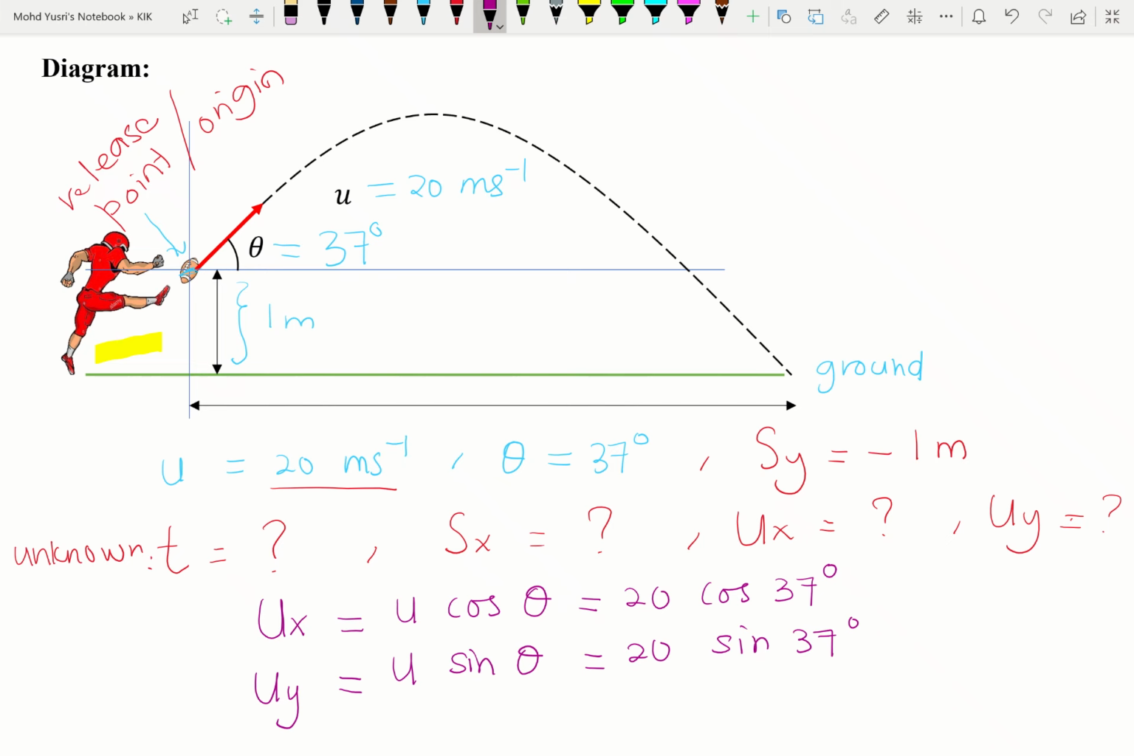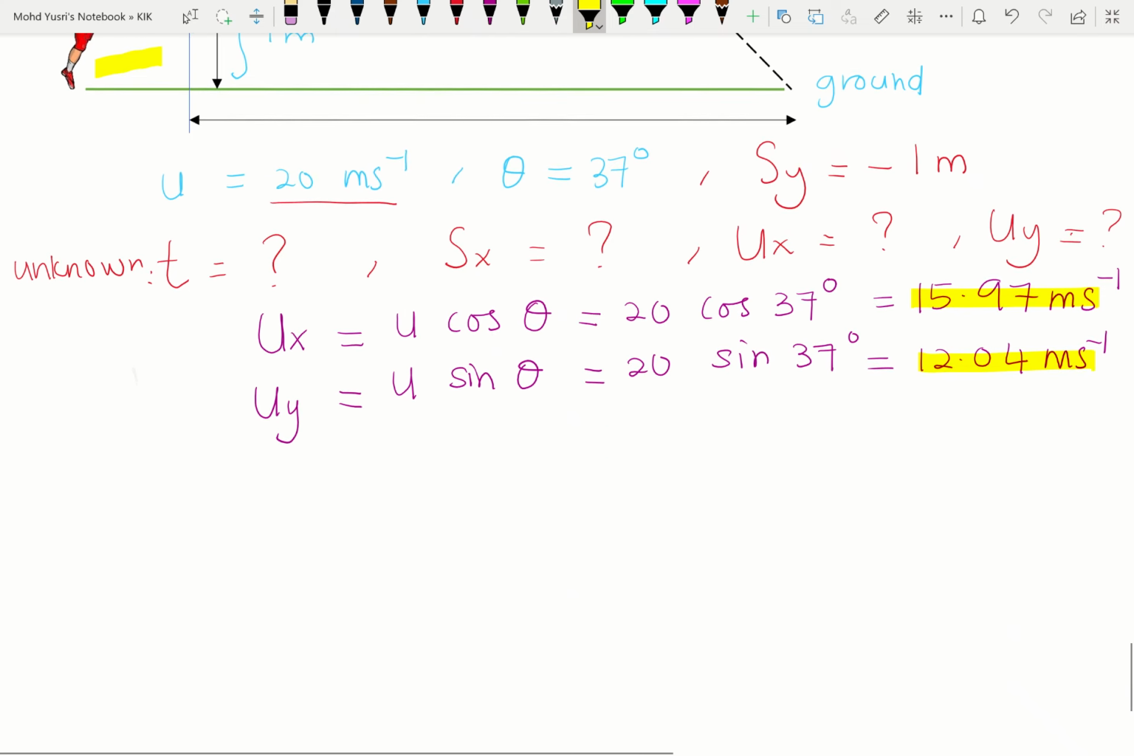After calculating, we get the value of Ux as 15.97 meters per second, and the value of Uy is 12.05 meters per second. These two values we are going to use to calculate Sx and Sy in the next discussion.